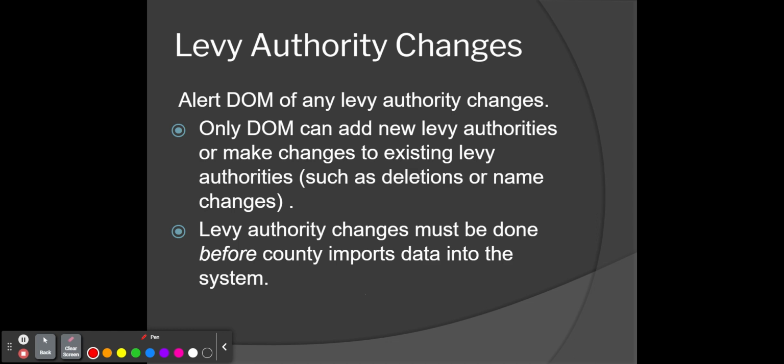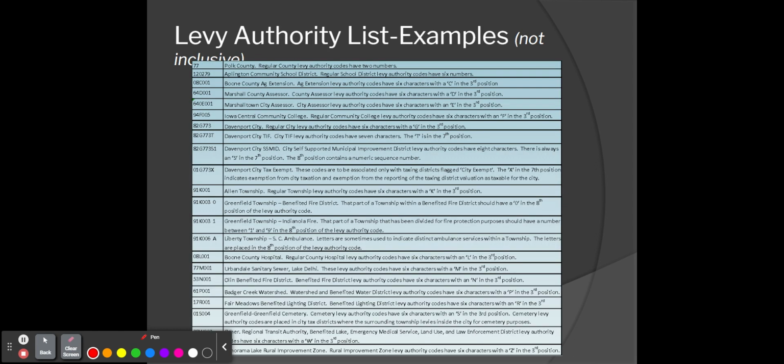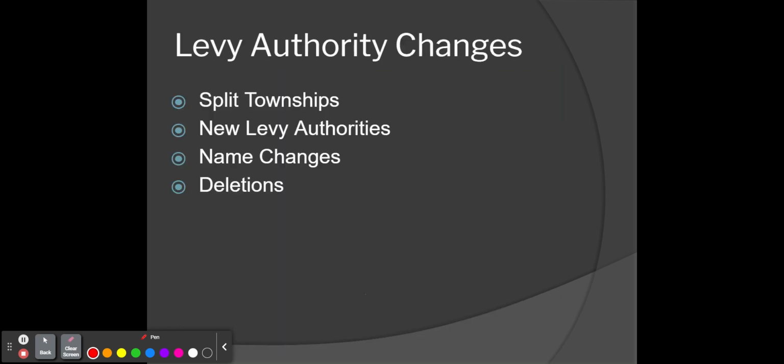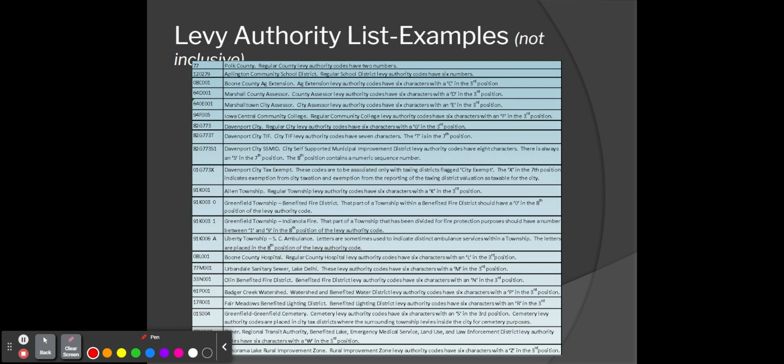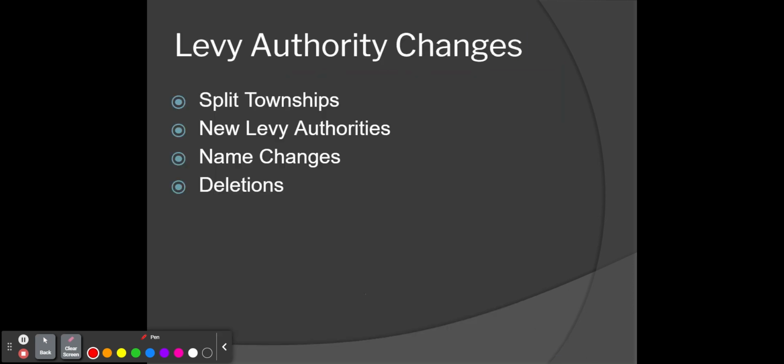Now, as far as county-initiated levy authority changes, the one we see the most here are your fire splits in townships. That's really the most common one, and we can talk about that in just a little bit. This is just from the instructions, a list of examples of different levy authorities that are in existence within the valuation system. If you're curious about the naming conventions for any of the levy authorities, you can pull those up within the instructions. But again, a big example is your split townships, right?